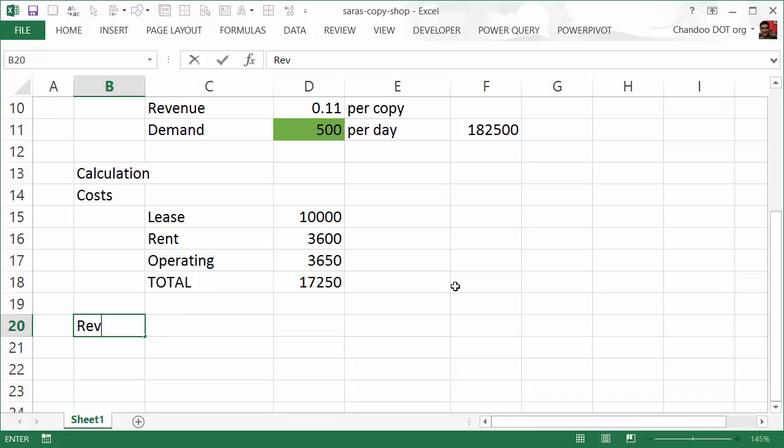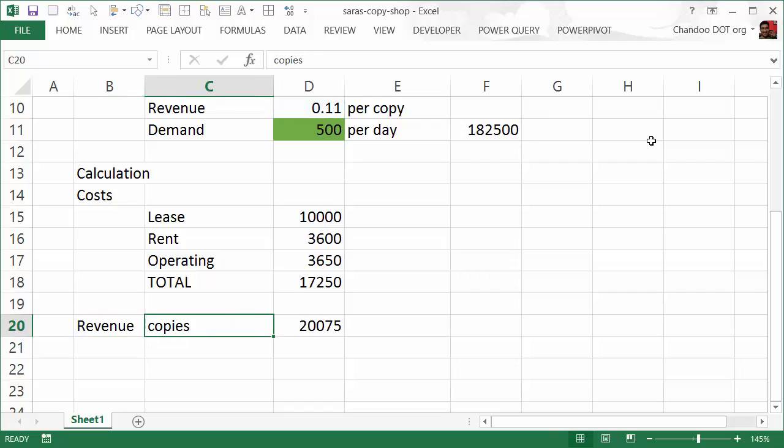Okay, revenue is, copies is the head here, and we will simply say per copy revenue multiplied by total copies. Okay, so we'll get that.